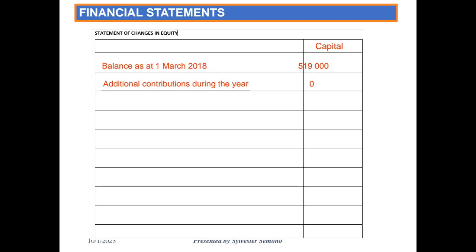4,143,500. Yes, can you see now? Can you see my screen? Yes. So if it was a profit, you won't put it in brackets. Can you see now? I just want you to know how they are related. Any question?